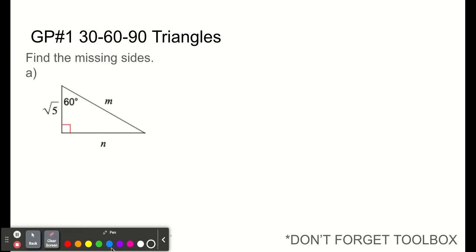Okay, so for GP number 1, this is our new triangle. If you remember back in the previous lesson, when we set up the chart, the new triangle will go on top and the parent triangle will go on the bottom. For this triangle here, we're going to have the short leg, the long leg, and the hypotenuse that we're going to identify. So for this triangle, again, the hypotenuse is always across from the right angle. That is the longest side of your triangle. So our hypotenuse in this case is M.